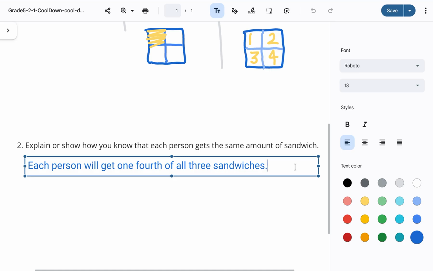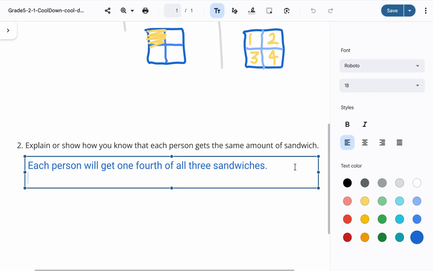Now, especially if you did that final model where we labeled it 1/2 for person 1, the second half for person 2, and so on, you might have an explanation more like this. Each person will get 1/2 and 1/4 of these sandwiches, right? They each get their own half, and that's going to use up the first and the second sandwich, but then with the third sandwich, they're going to get 1/4 of that third sandwich, okay?